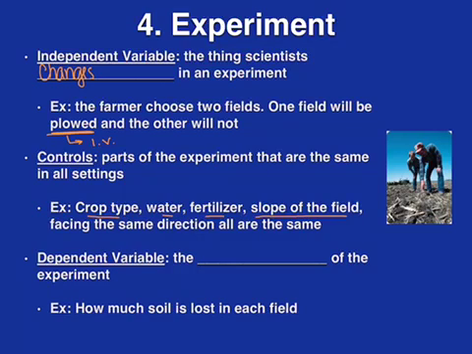That brings us to our dependent variable. This is the end result of the experiment. So again, in our example here, how much soil is actually lost in each field? In order to get your dependent variable, you're going to have a starting point or some baseline data, because you need to know how much soil was there to begin with.